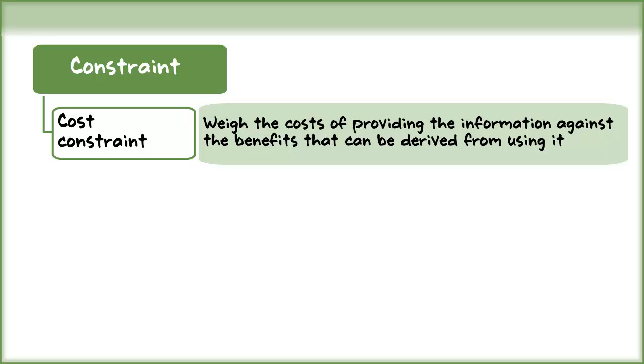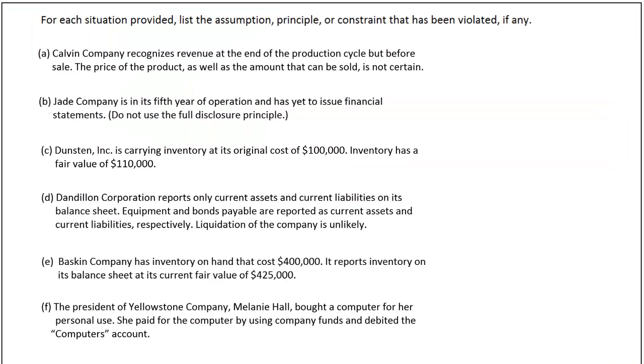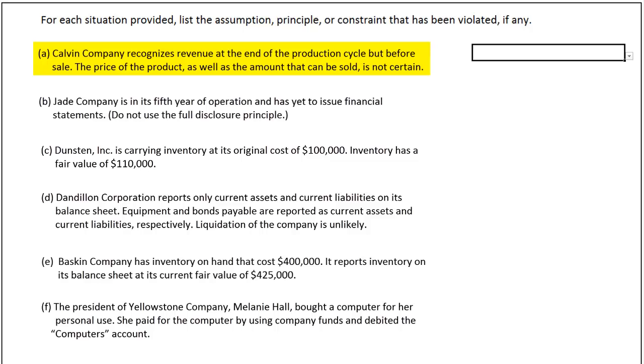Let us now look at an illustration to see how to identify the assumption or principle that has been violated. Here, for each situation provided, we are required to list the assumption, principle, or constraint that has been violated, if any. In the first situation, Calvin Company recognizes revenue at the end of the production cycle, but before sale. The price of the product, as well as the amount that can be sold, is not certain. This is a violation of the revenue recognition principle.